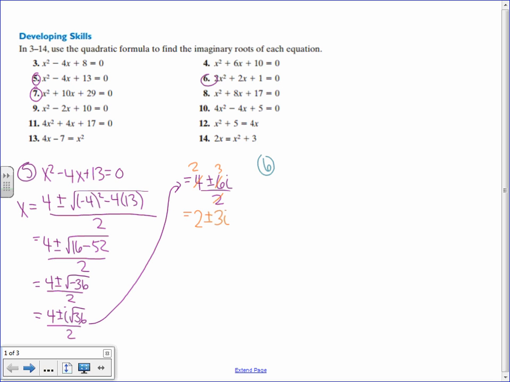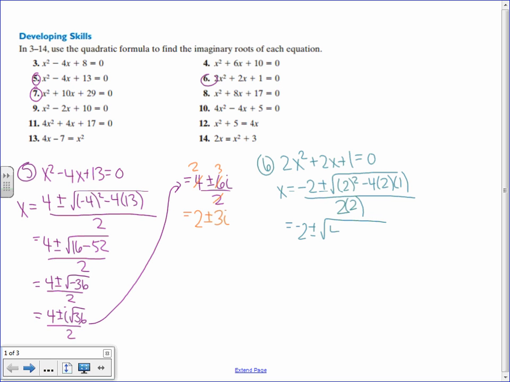Number 6, we've got 2x squared plus 2x plus 1 equals 0. So x equals negative b plus or minus the square root of b squared minus 4ac all over 2a. So that's going to be 4 minus 8 under my square root, and then that's going to be negative 4.